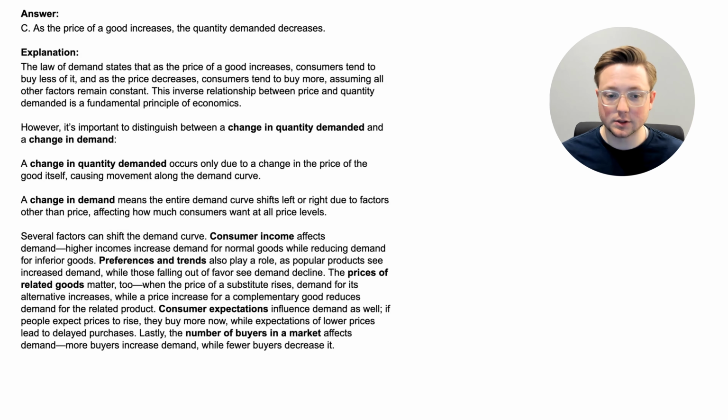Let's walk through those factors. Several factors can shift the demand curve. Consumer income affects demand. Higher incomes increase demand for normal goods, while reducing demand for inferior goods. Preferences and trends also play a role, as popular products see increased demand, while those falling out of favor see demand decline. The prices of related goods matter too. When the price of a substitute rises, demand for its alternative increases, while a price increase for a complementary good reduces demand for the related product.